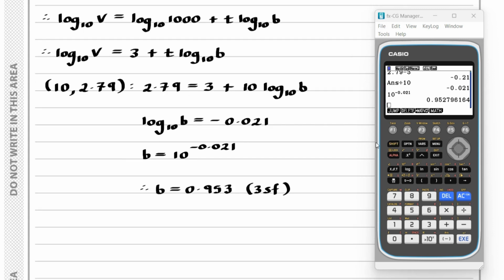And as v is equal to ab to the power of t, we can therefore conclude v is equal to 1000 multiplied by 0.953 to the power of t.